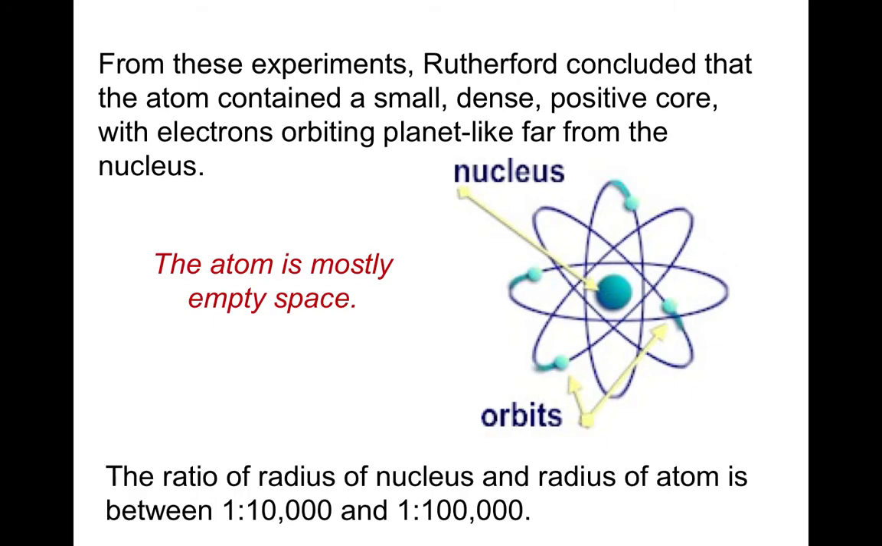The other thing to take note of here is the ratio of the size of the radius of the nucleus and the size of the radius of the atom as a whole. The ratio between these two is between 1 in 10,000 and 1 in 100,000. So that shows you the radius of the nucleus versus the radius of the whole atom. So the atom is mostly empty space itself.